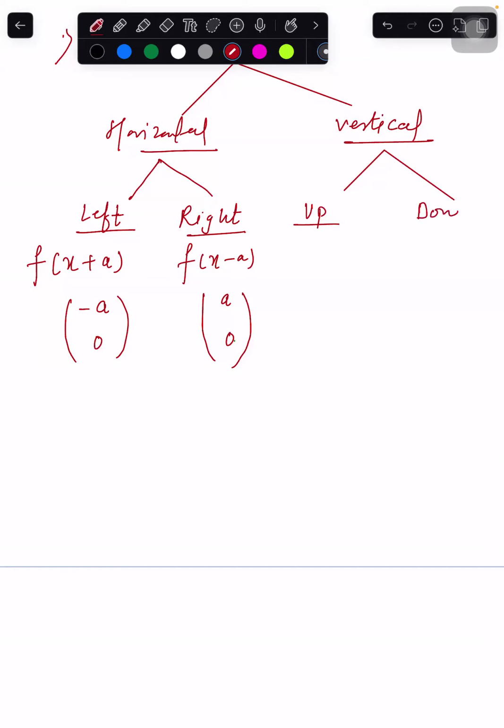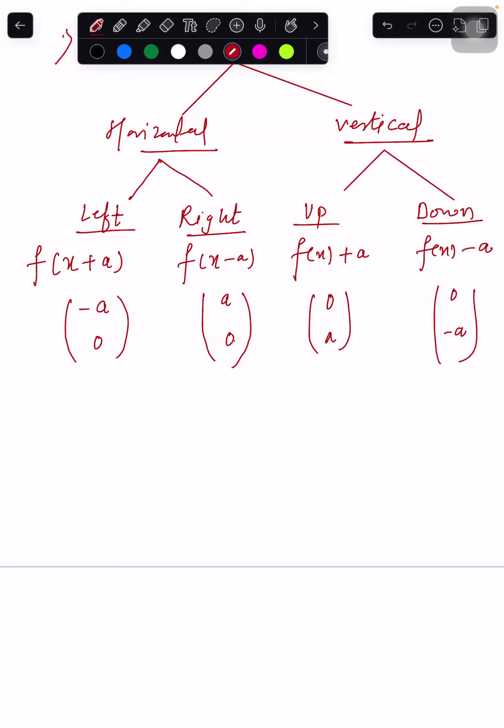or you can go down. If you say you're moving up, it is f of x plus a. If you're moving down, then that is f of x minus a. In case I want to write this in the vector form, then I have to say 0, a. Here I have to say 0, minus a.